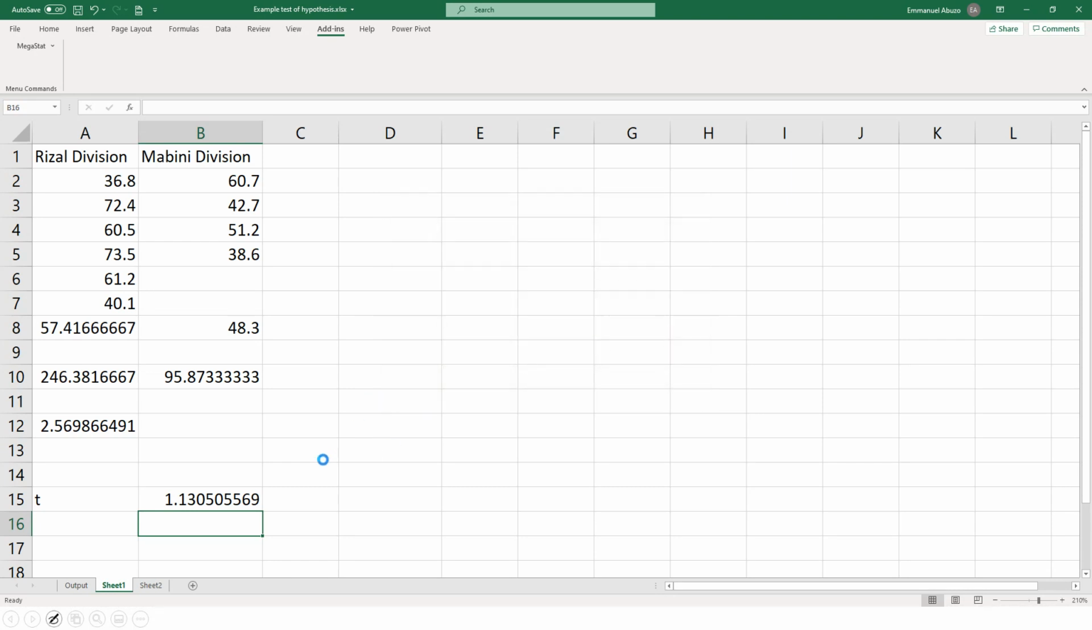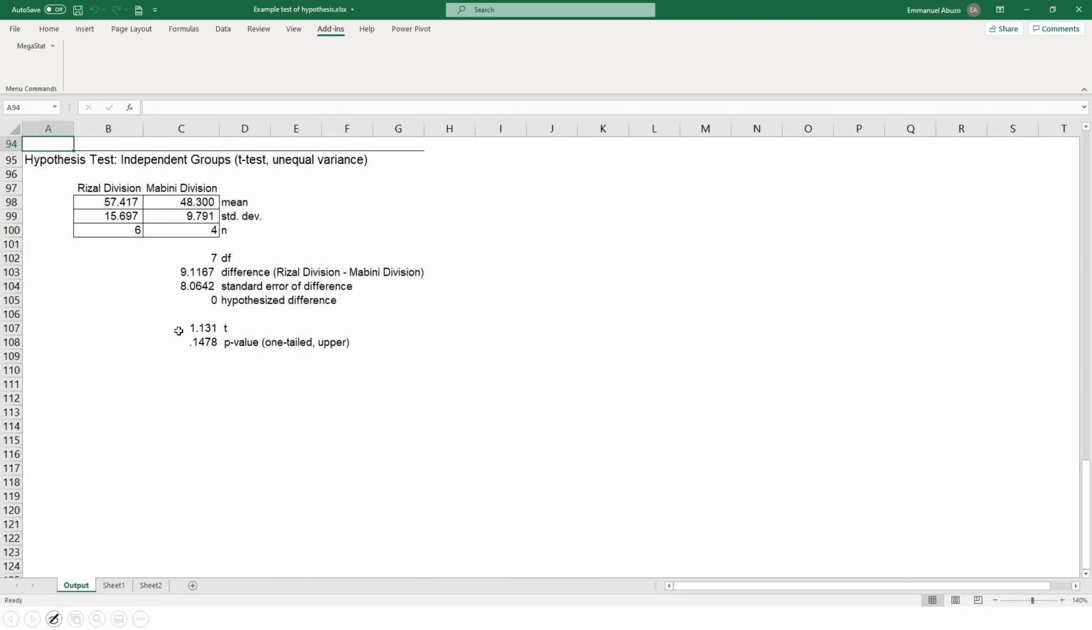So this would be the result. Here we have the mean of the two divisions, the standard deviation, the mean, and the n. The degrees of freedom is 7. But take note that what we did here is the degrees of freedom is taken from the least number of samples, which is 4.